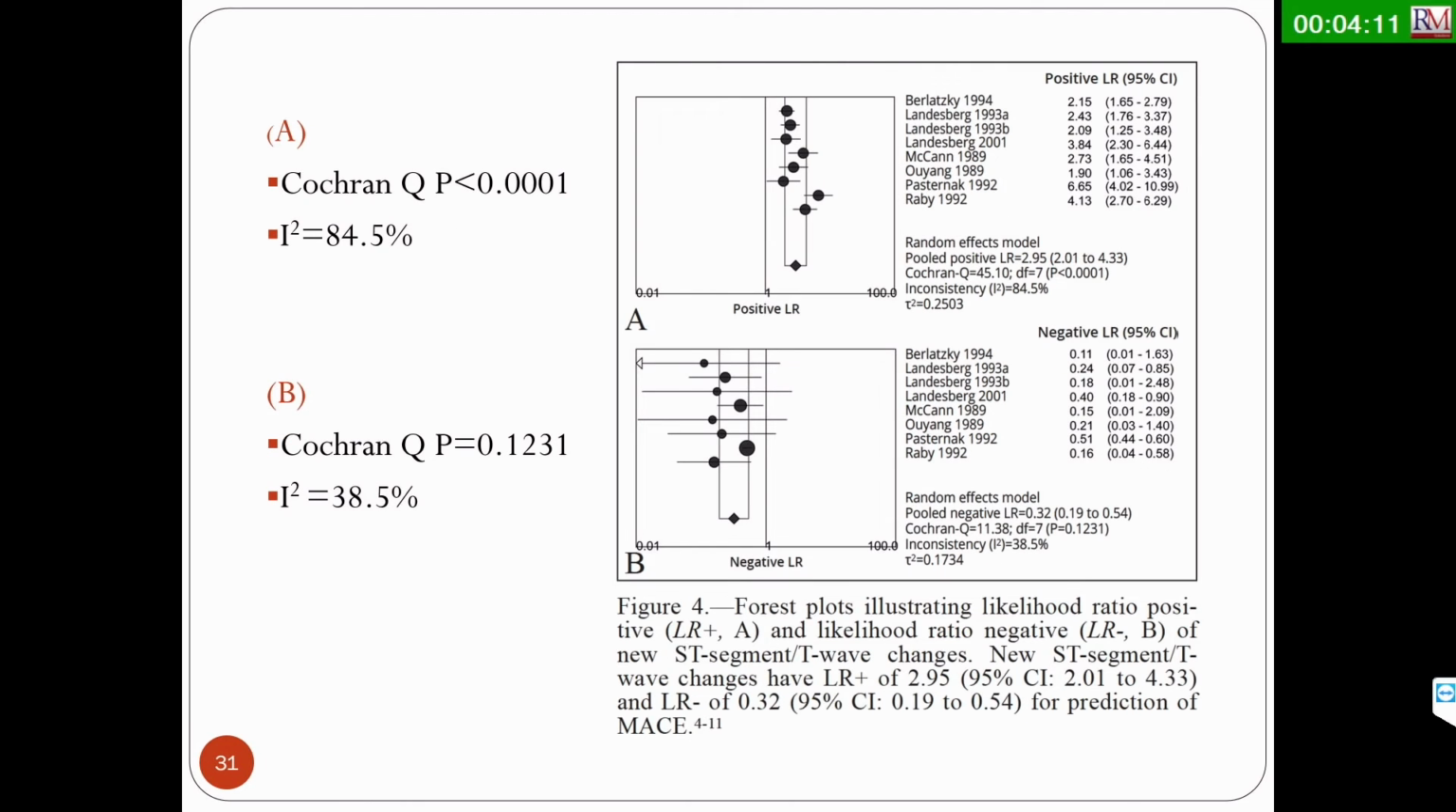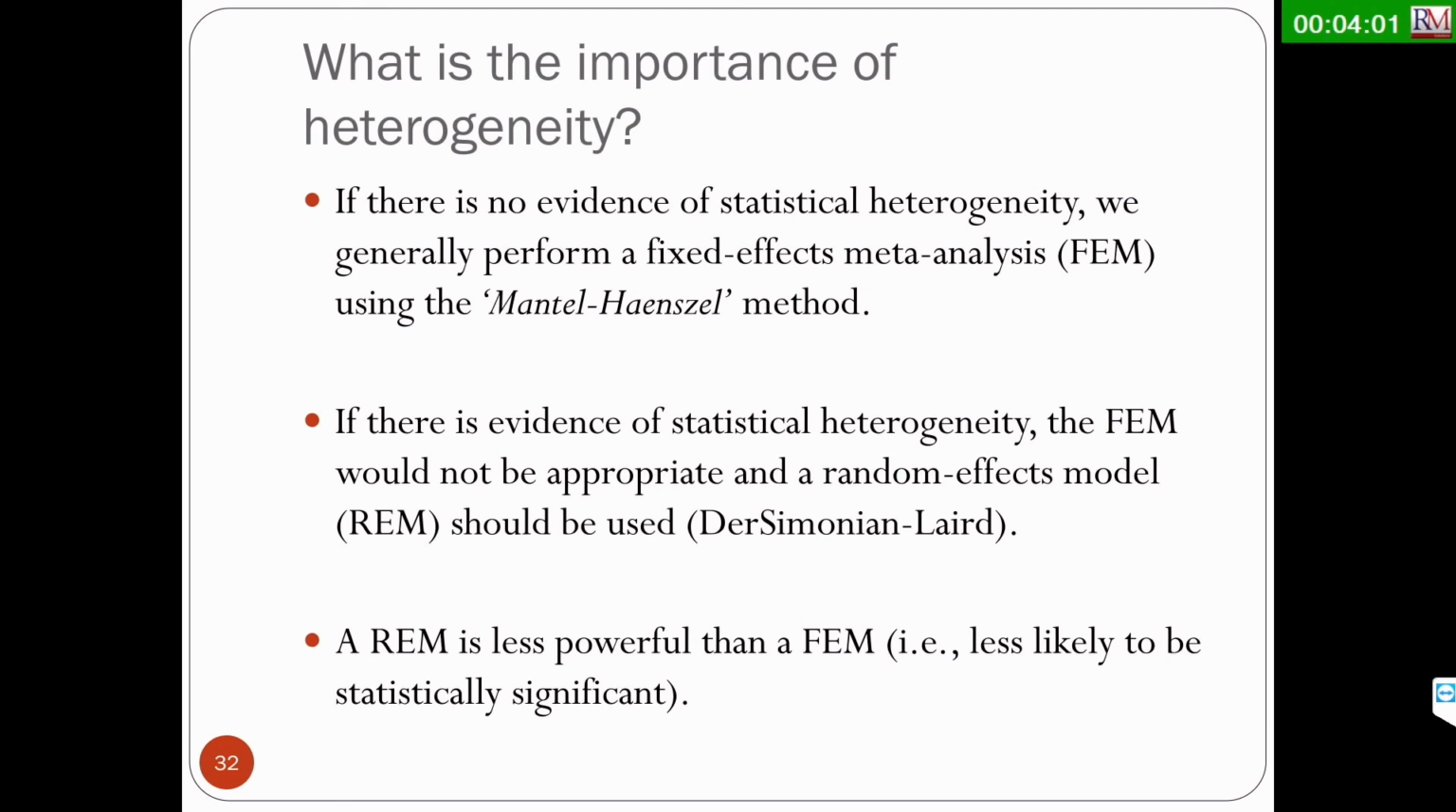The same study, but here for this outcome, the heterogeneity is low. For this, heterogeneity is high. What is the value of heterogeneity? The importance of heterogeneity is that if we have marked heterogeneity, we should use what we call random effect model for pooling of the studies. This determines how we are going to pool the studies.